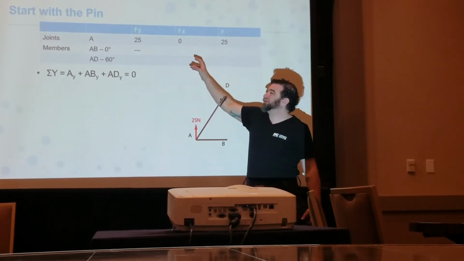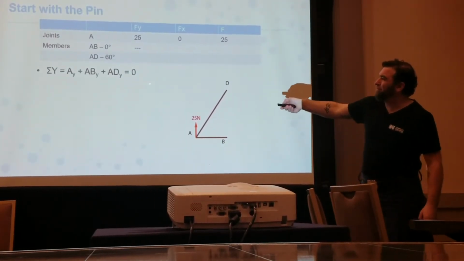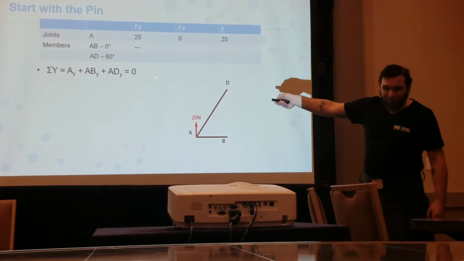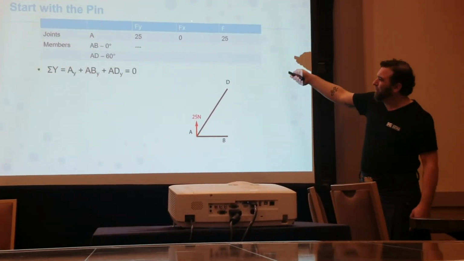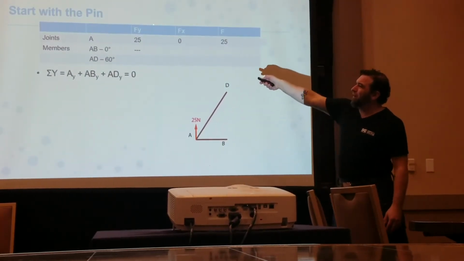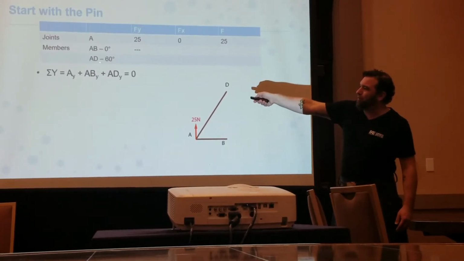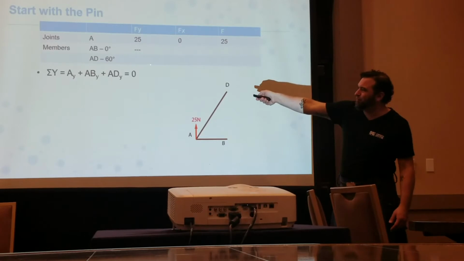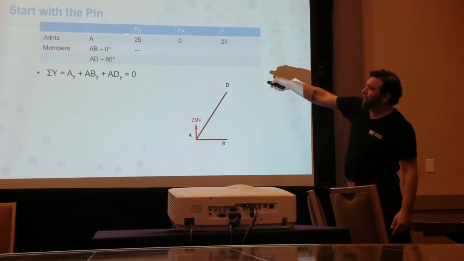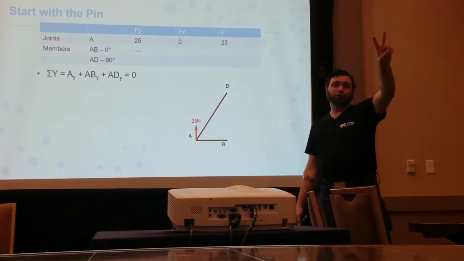And the cool thing is, we know that our equations represent these 2 columns. F sub y, F sub x. The sum of F sub y has to equal 0. The sum of F sub x has to equal 0. In other words, we have the sum of y, sigma y, is A sub y plus AB sub y plus AD sub y, but this doesn't exist, so it's this plus this. All right, so that's one unknown. Sigma x, A sub x plus AB sub x plus AD sub x, that's 2 unknowns.